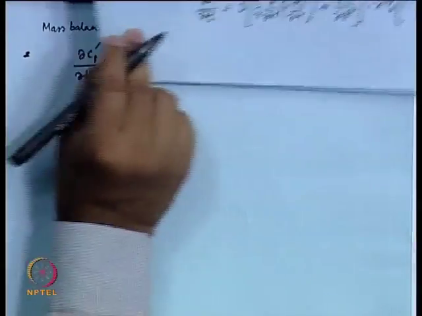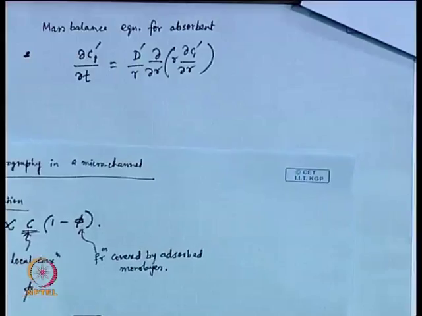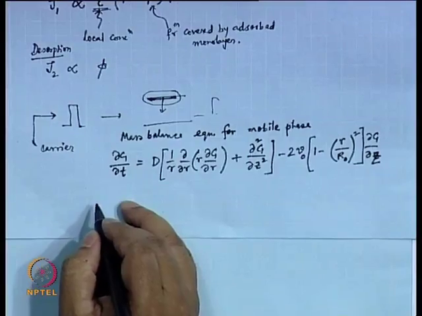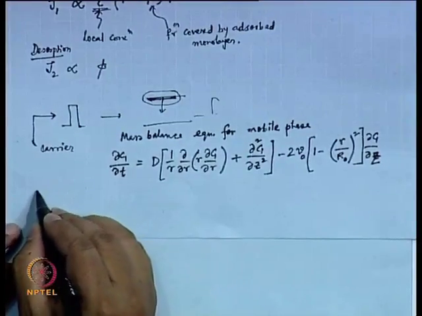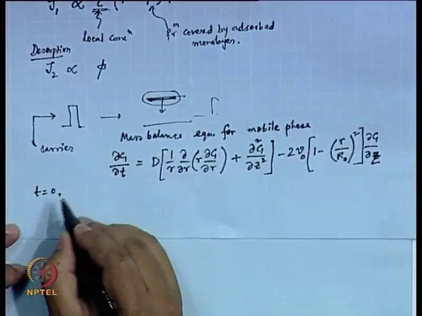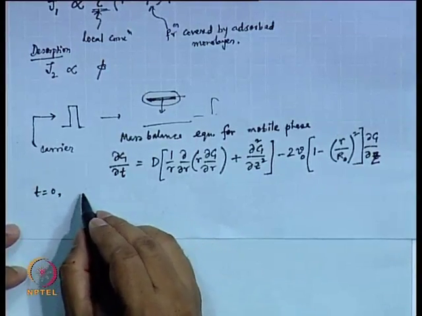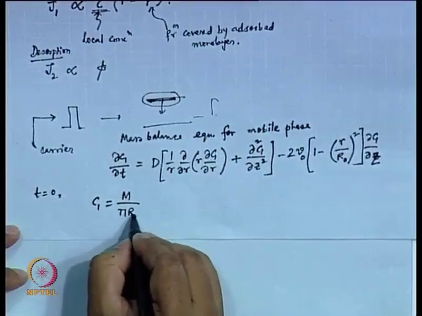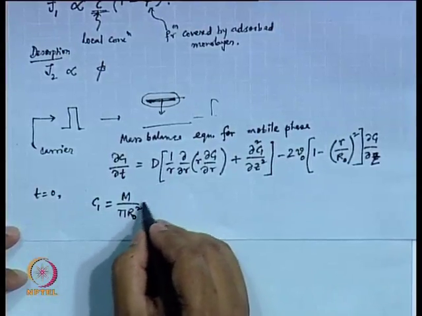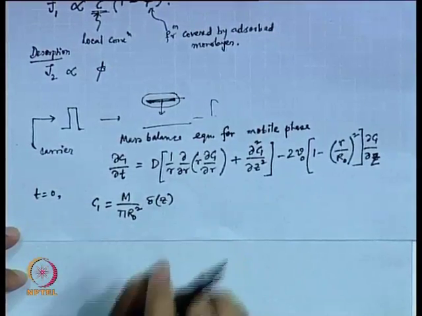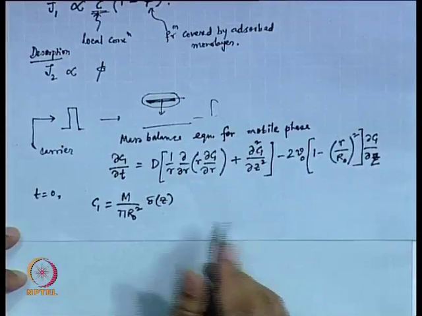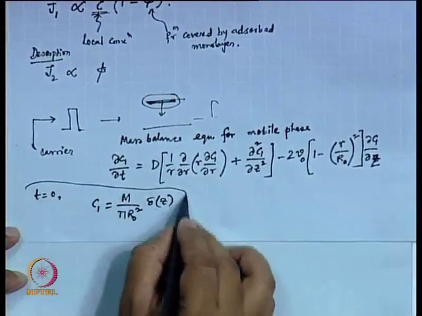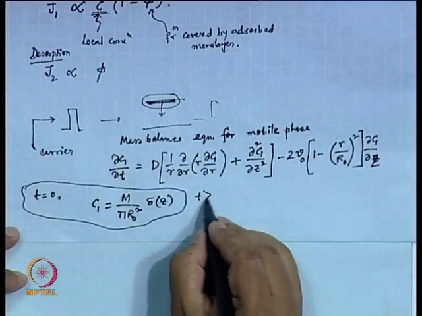Now, if we try to look at the boundary conditions for the mobile phase, at t equal to 0, for all r, you have C1 equal to m divided by pi r0 square into delta z. You have given a small pulse at the inlet. So, this would be the C1; this you call the initial condition.